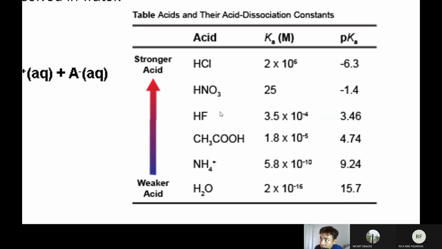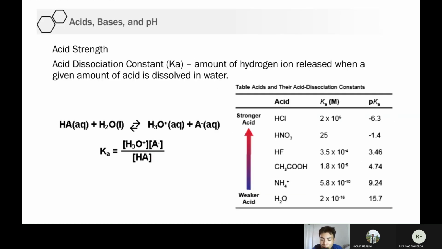So, that means anything na decimal yung Ka natin, that means negative yung kanyang scientific notation dito. Negative 4, negative 5, and so on and so forth. Basta negative yon, then that means our acid is weak. However, if our Ka is greater than 1, okay, for example, 25 or 20,000, then that means your acid is very strong.